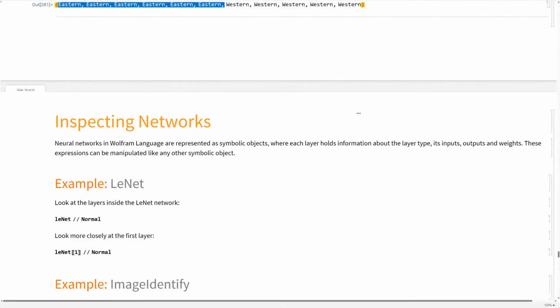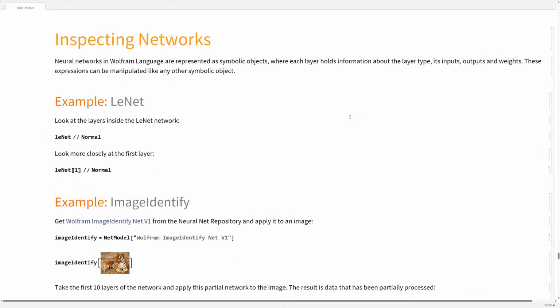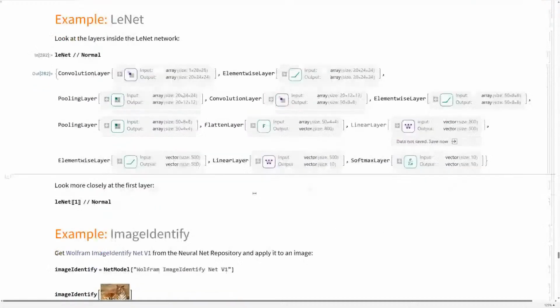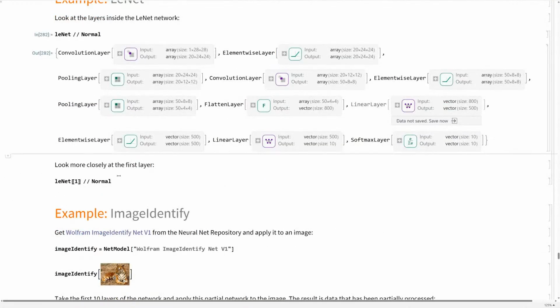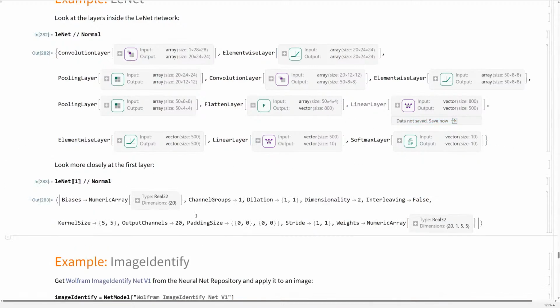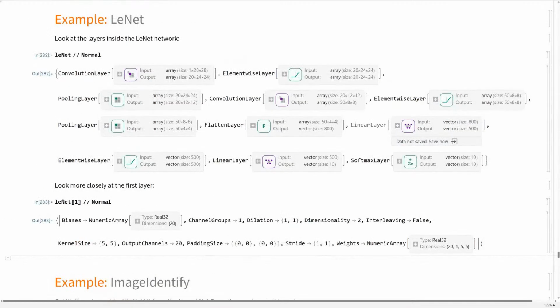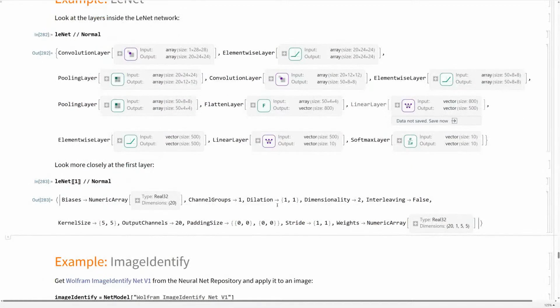So now you get the idea of how to alter the neural net, and we can look into more details of the nets. These are the layers inside the network. And what we did was just pull out this layer and do some modification. And if you look into the first layer more closely, there are more options here.